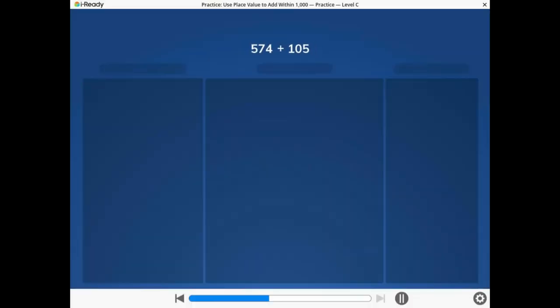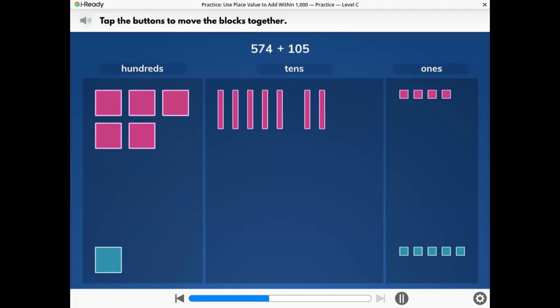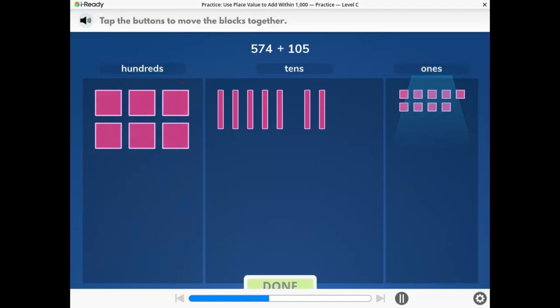Find 574 plus 105. 574. Zero tens and five ones. Tap the buttons to move the blocks together. Make a 10 or 100 if you can.